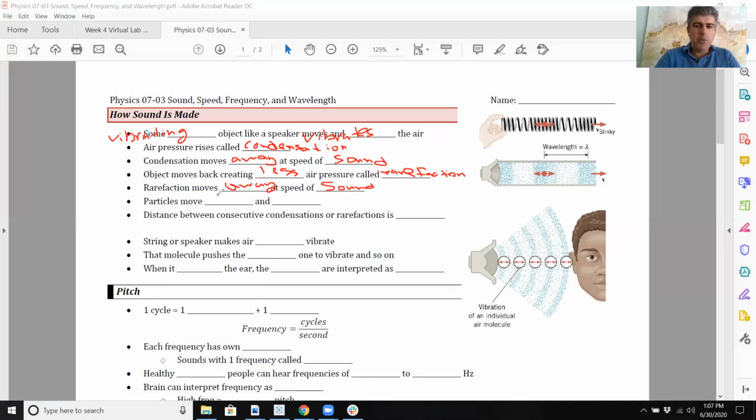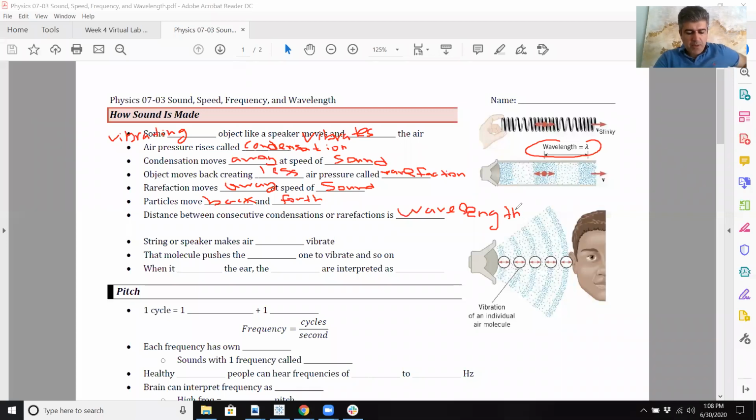Particles move back and forth. And the distance between consecutive condensations or rarefactions, we call that the wavelength. So that's what's happening over here. So we call it the wavelength.